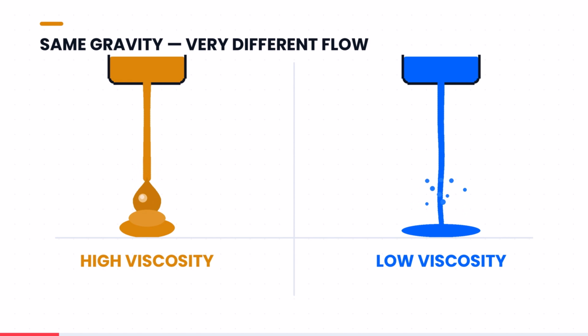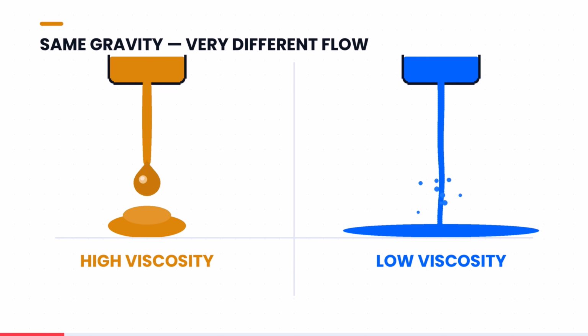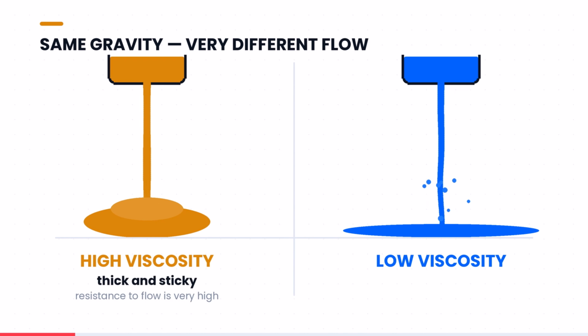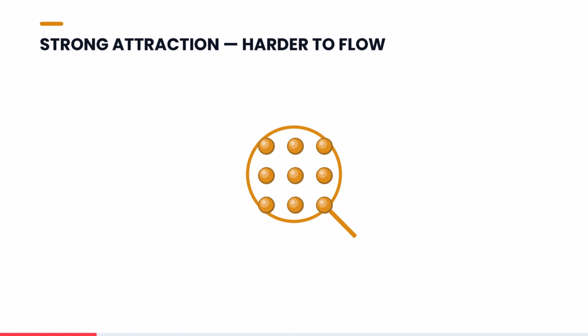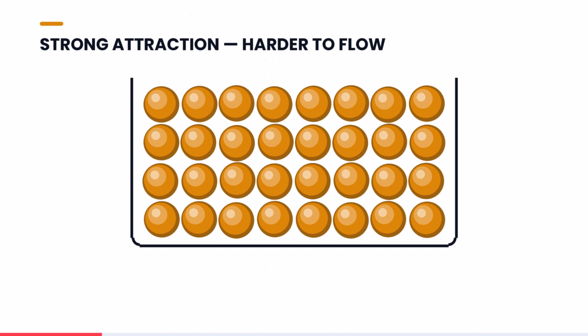Honey, water, both are liquids, but tip them over, and they behave completely differently. Honey is thick and sticky. Its resistance to flow is very high. Water is thin and runny, low resistance, and it flows easily. That property is viscosity. So where does it actually come from?